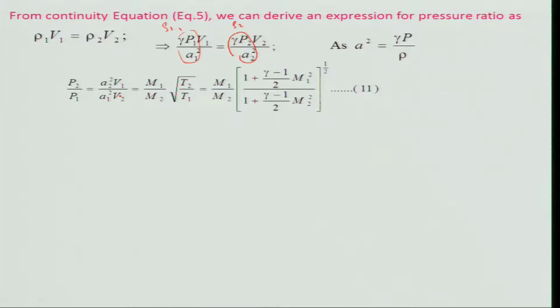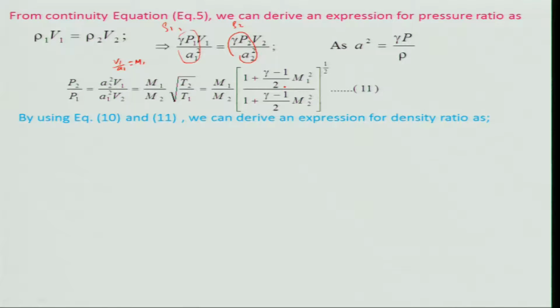And if you look at V1, if I look at V1 by A1, that is nothing but M1, right, I can get M1, and similarly, I will get V2 by A2, M2, and what is remaining here is root over T2 divided by root over T1. And then I can get this T2 by T1 and plug it here from equation 10 in terms of Mach number. Thus, we will get an expression for pressure ratio in terms of M1 and M2, which is very straightforward. What I am doing basically is putting this T2 by T1 in this portion in terms of Mach number.